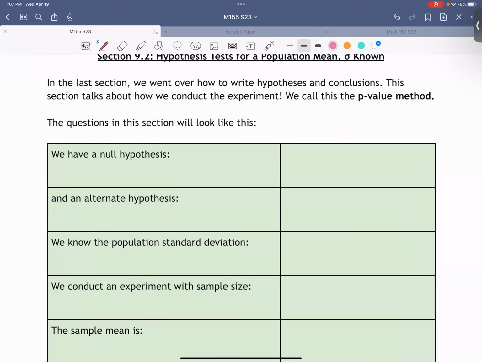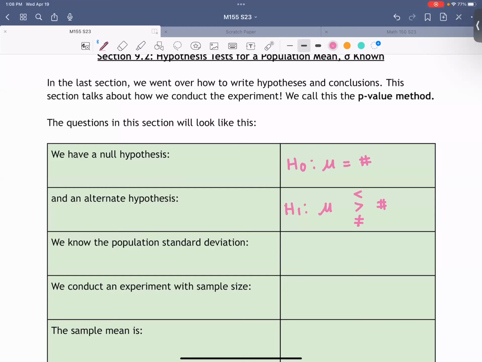The first information you're going to get is the null hypothesis, which I wrote up there, but we can copy down here. Mu equals some number. I also wrote down the alternate hypothesis, so I'll write that one down as well. Mu is less than, greater than, or not equal to some number.